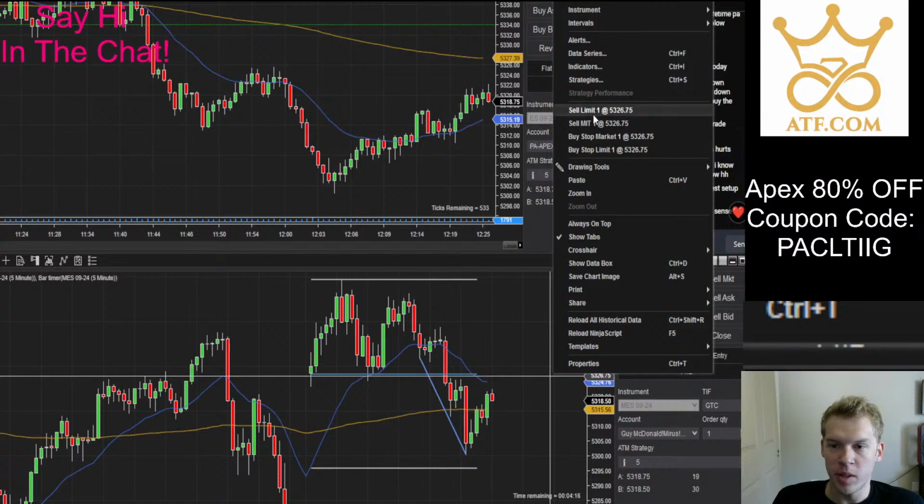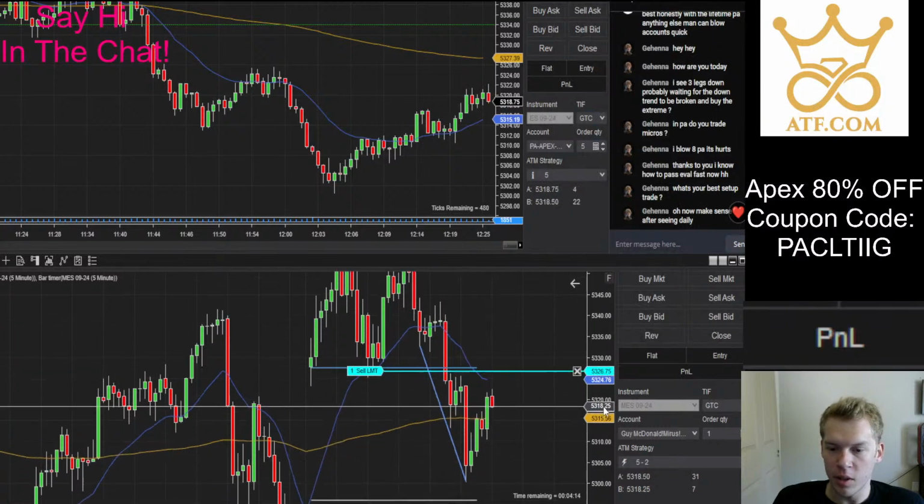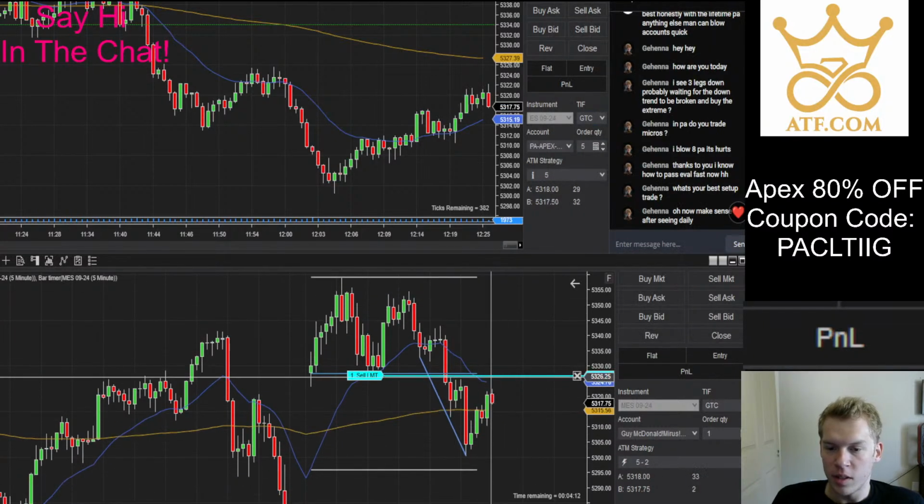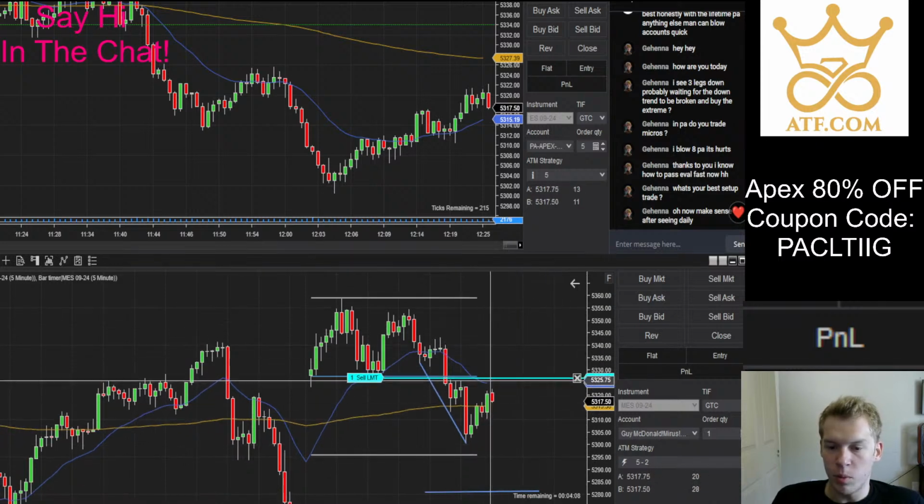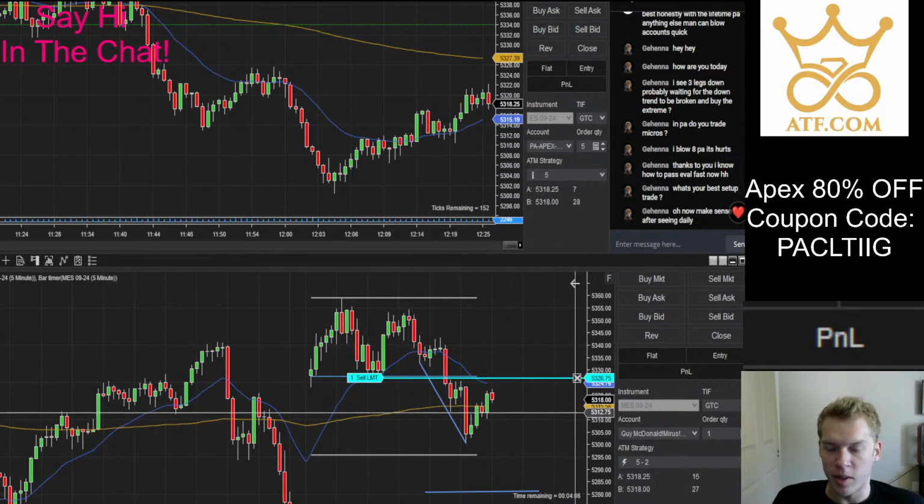So since we're getting up into the sell zone, go ahead and place an order here. Just do one micro, and plan to scale in higher as needed.